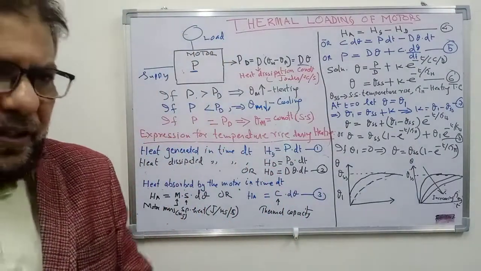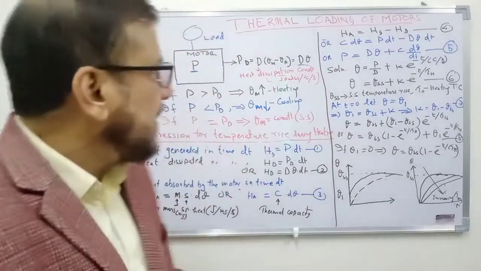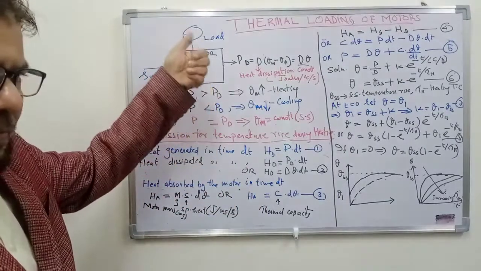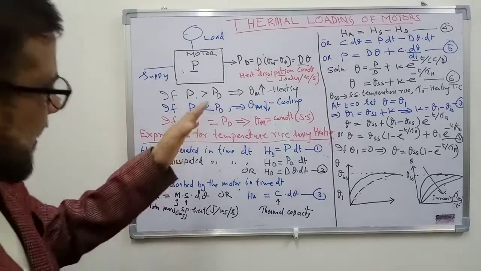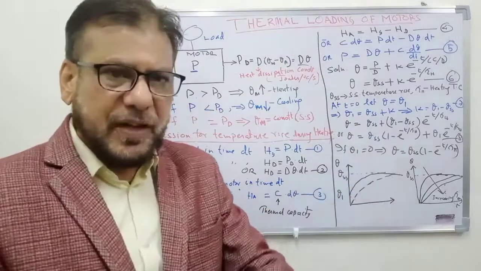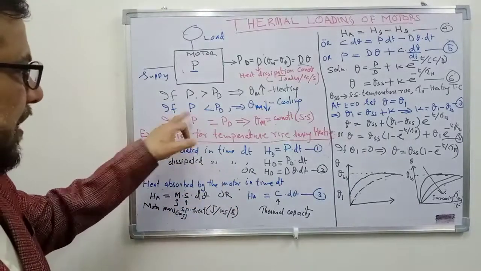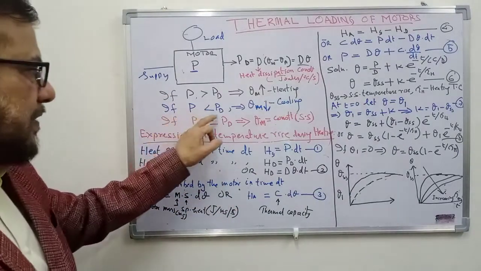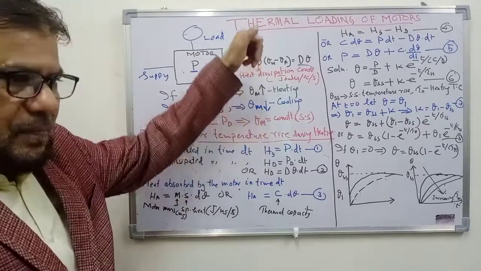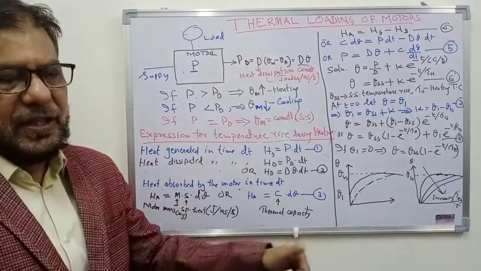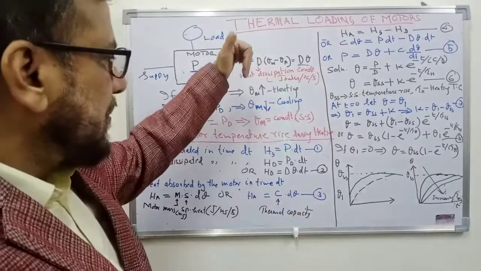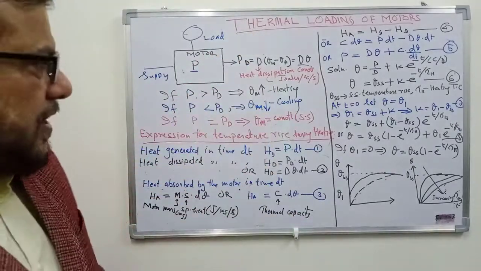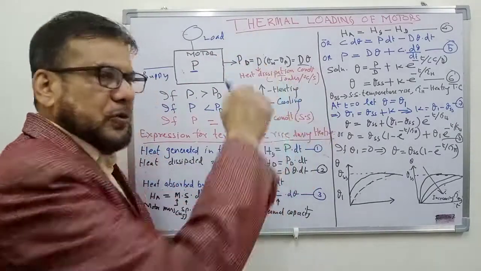And suppose after you have run the motor for some time, motor has attained certain temperature rise and then you have disconnected the load. That is, the power loss is reduced. Then what will happen? That heat dissipation is higher, but the motor is generating less heat now. So P will be less than P D. In this case, the temperature of the motor will start decreasing. Heat dissipation is high, heat generated is less, so the temperature of the motor will decrease, and you can say that cooling of the motor takes place.